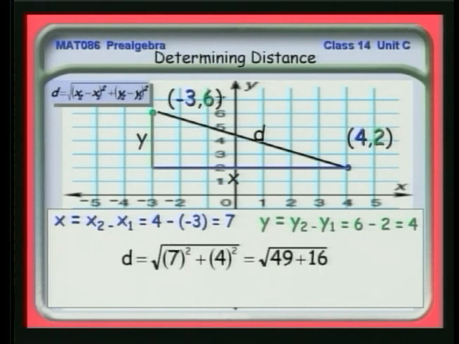Then I can use the Pythagorean theorem. Adding 7 squared plus 4 squared gives me 65, and in this case I have to use a calculator because it's not an exact square, and I find that distance d is approximately 8.06 units long.